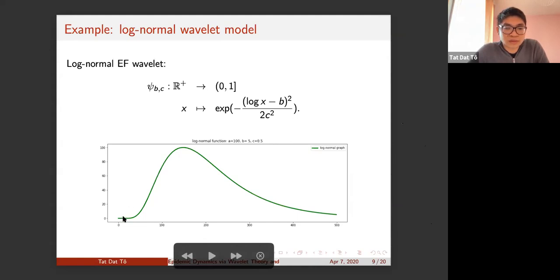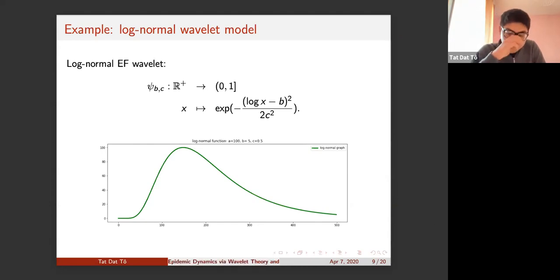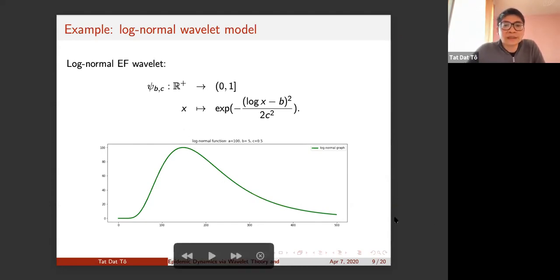It should be 0 at the beginning, go up very fast, and then go down slower. That's the form of the log normal function. It contrasts with the Gaussian function, which is a symmetric function: it goes up and down with the same shape and the same velocity. So it does not represent the curve of daily new cases in epidemics, because in epidemics at the beginning the daily cases go up very fast with exponential velocity, and then go down slower. That's why I choose the log normal function instead of the Gaussian function.